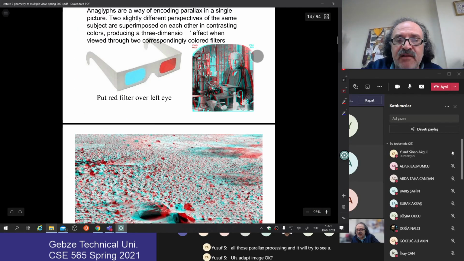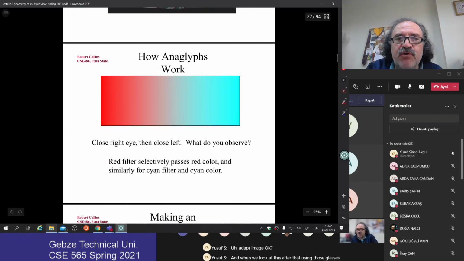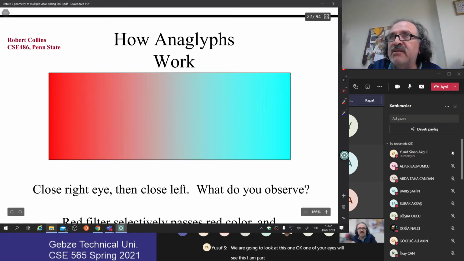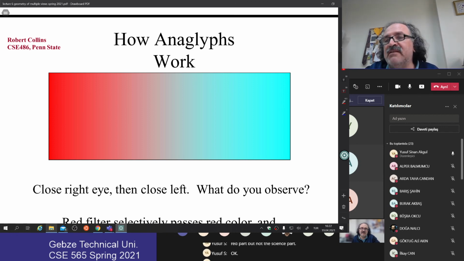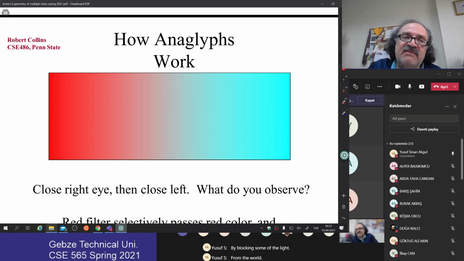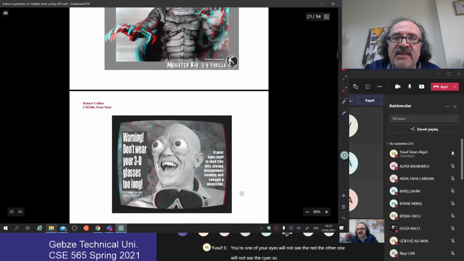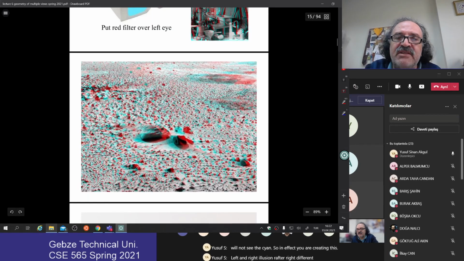And when we look at this after that, using those glasses, we are going to look at this one, okay? One of your eyes will see the cyan part, but no red part. The other one will see the red part, but not the cyan part. Okay? So that's the effect. By blocking some of the light from the world, one of your eyes will not see the red, the other one will not see the cyan. So in effect, you are creating this left and right illusion, left and right different images from the same image.